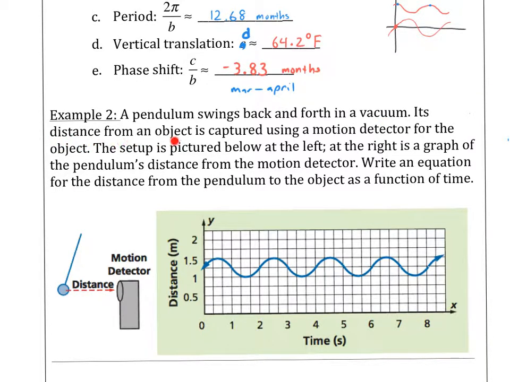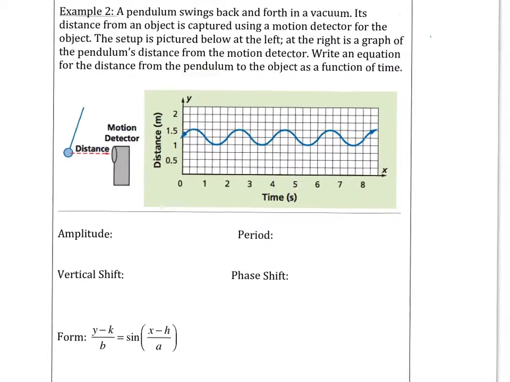Its distance from an object is captured using a motion detector for the object. The setup is pictured below at the right. So here it swings back and forth, and it tells how far away from this object it is. So clearly it goes farther away, closer, farther, closer, farther, closer. Write an equation for the distance from the pendulum to the object as a function of time.